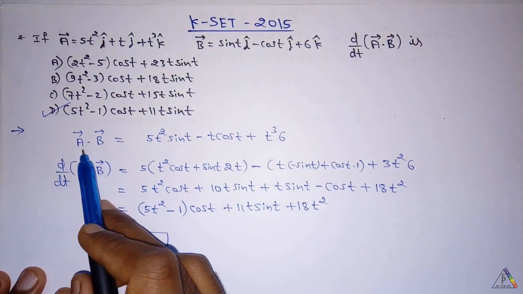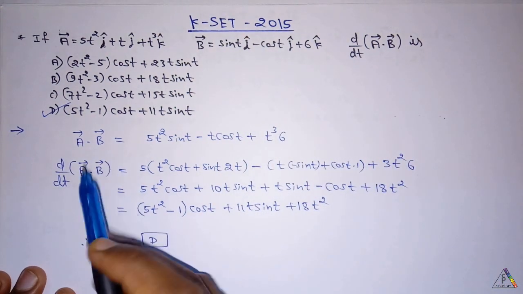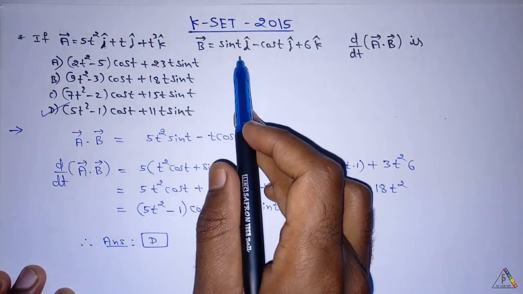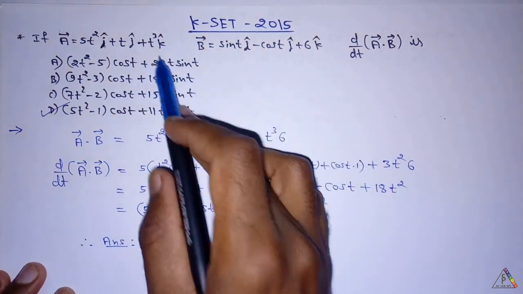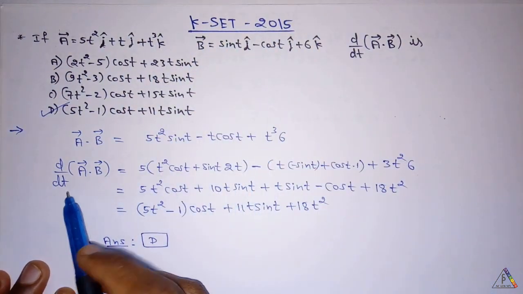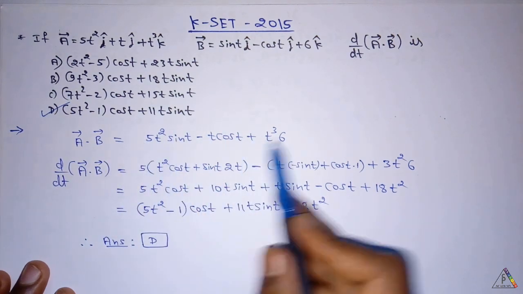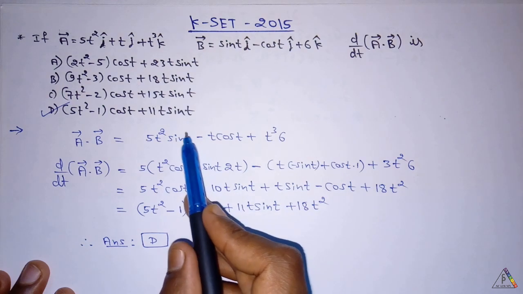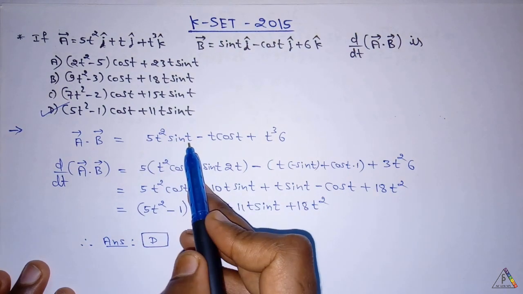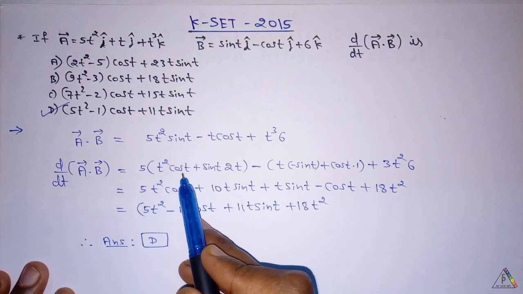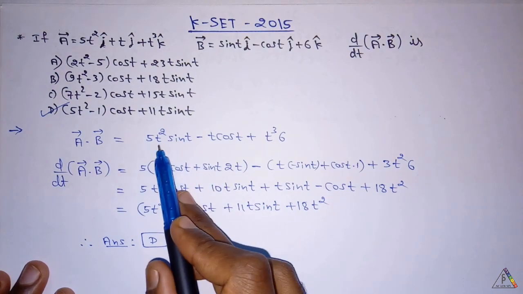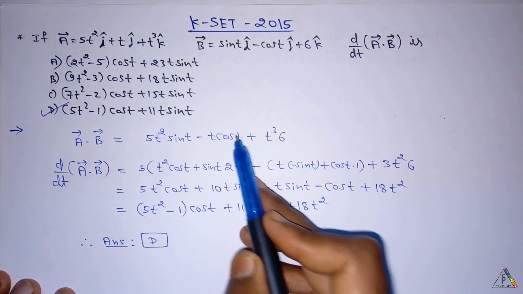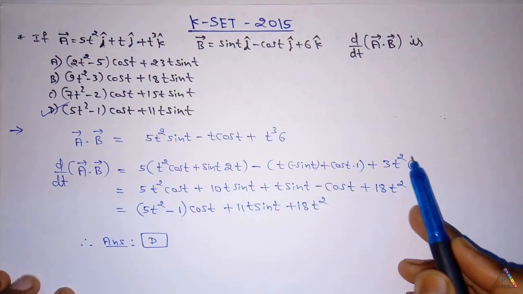First I am simplifying the dot product of a vector dot b vector as 5t square into sin t, the i component with i, j component with j, and the k component with k, and the derivative with respect to t of this dot product is 5 into, I am applying the product rule. If I apply the product rule, first function into differentiation of second function plus second function into differentiation of first function minus, here also I am applying the product rule, and the differentiation of t cube is 3t square.